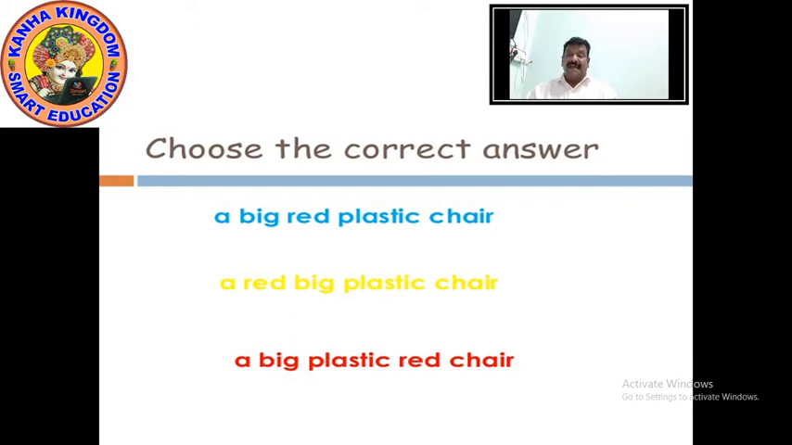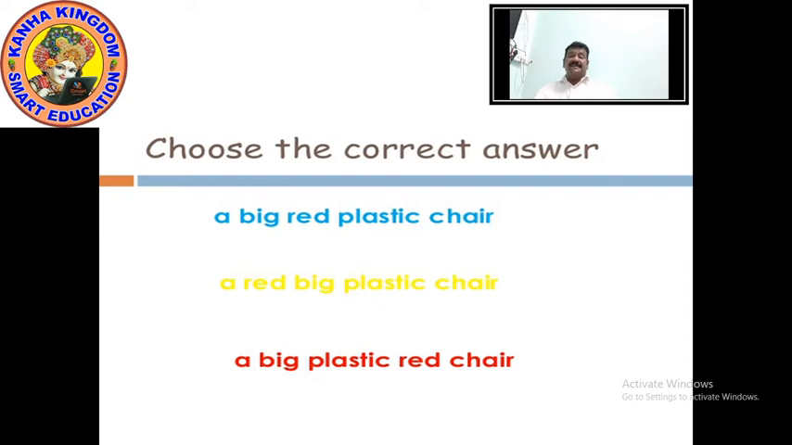Chair is what? Chair is the noun in it. We have to first identify the noun. The first identification is the chair. So now here the description: a big red plastic chair. So the plastic chair, we take it as what? We take it as noun. What is describing? Chair. Red, big, plastic.